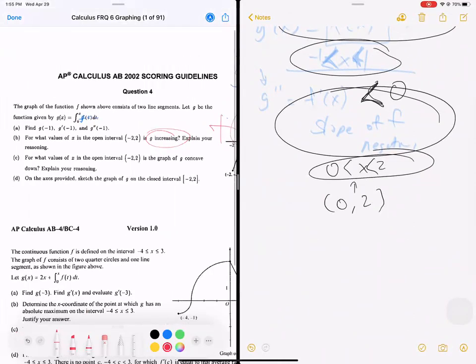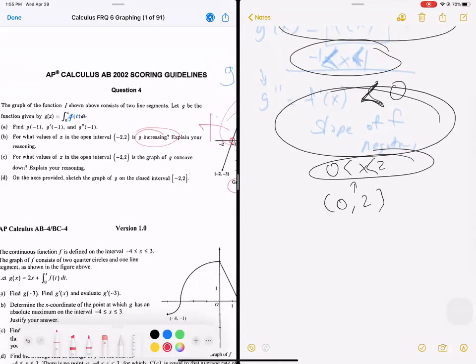The last one, on the axis provided, sketch the graph of g on the closed interval from negative 2 to 2. Sketch the graph of g. So here's my g, and this part is kind of a little harder. Now, I'm going to draw the graph here also. Now, g is the sum starting from 0. So let's look at what happens.